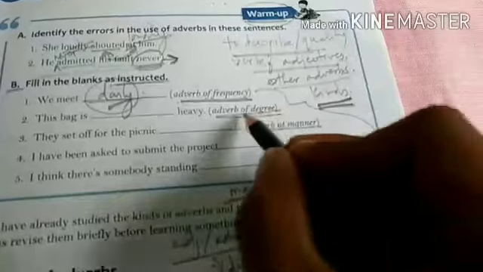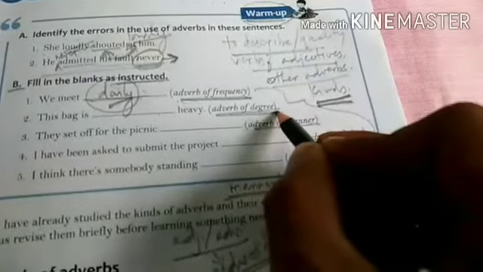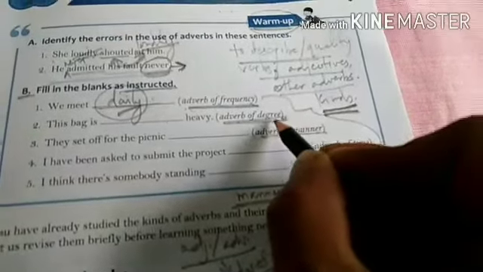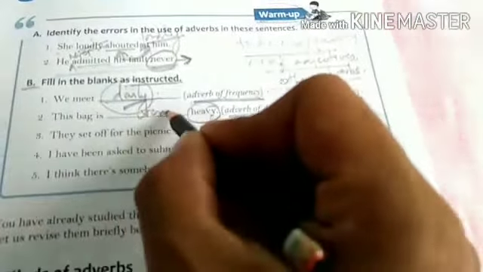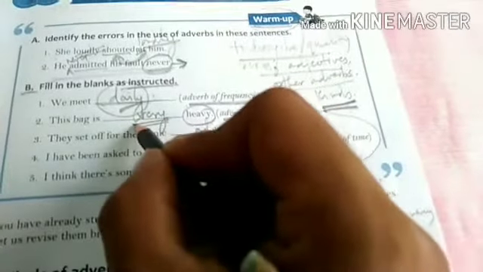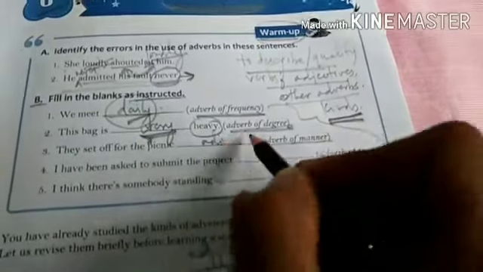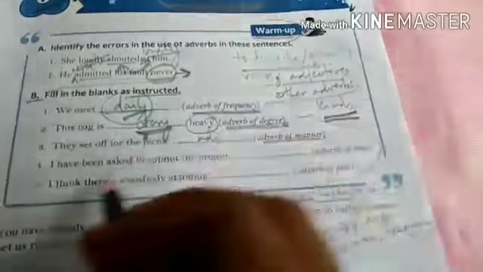This bag is dash heavy. Adverb of degree. So adverb of degree either qualifies adjective or another adverb. So here heavy is adjective. So kitna heavy? Very heavy. So very is adverb of degree. Very, so. Okay. Immediately. So there are so many words that are used as much, more. Adverb of degree. Okay.